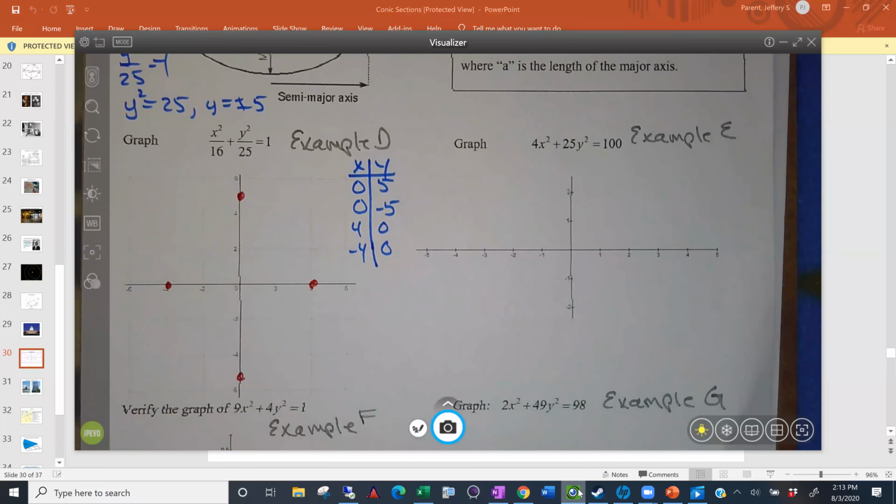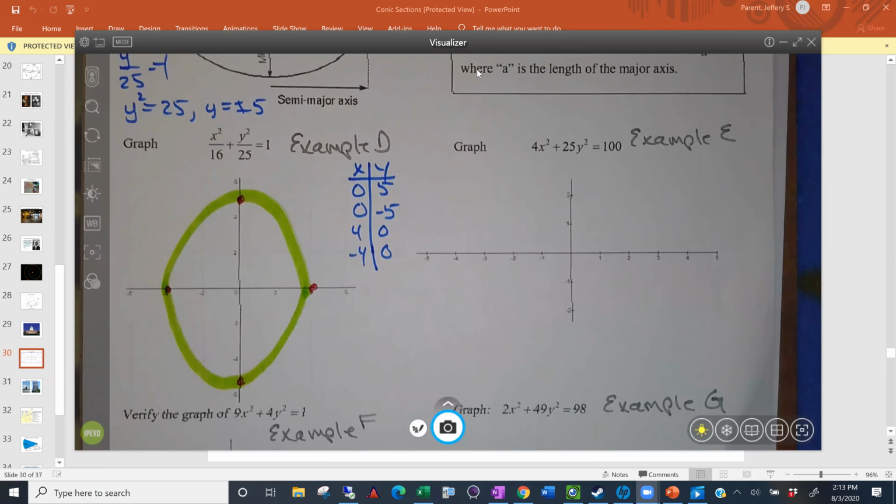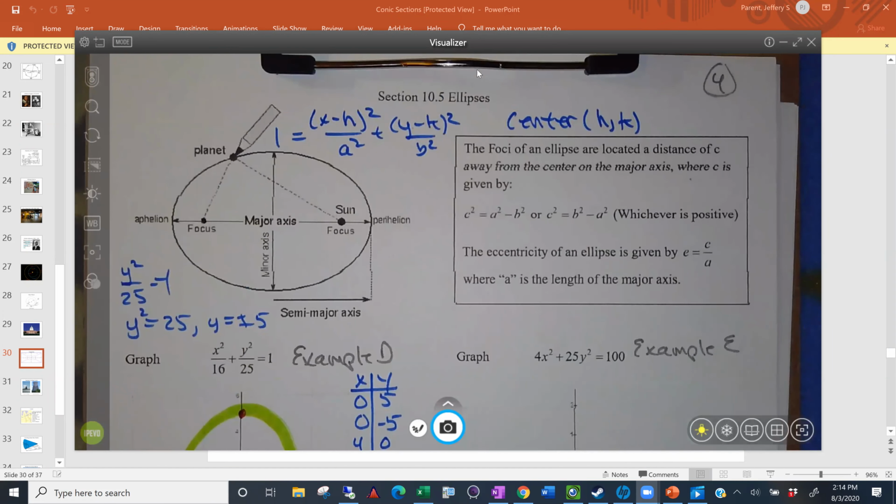Could you go back up to that equation you wrote on the top for a second? This one?